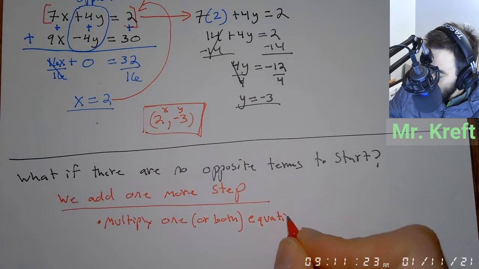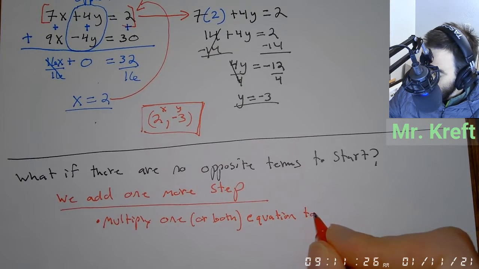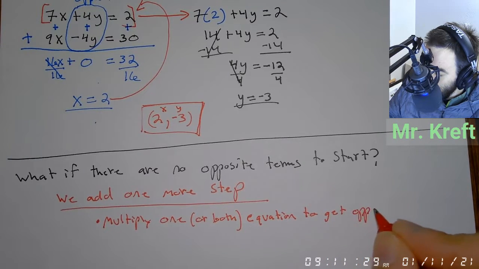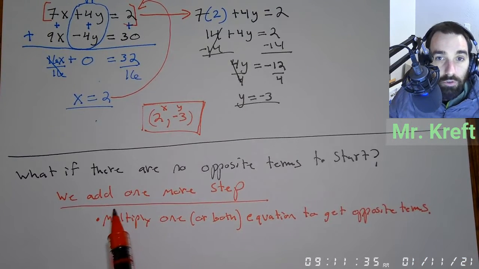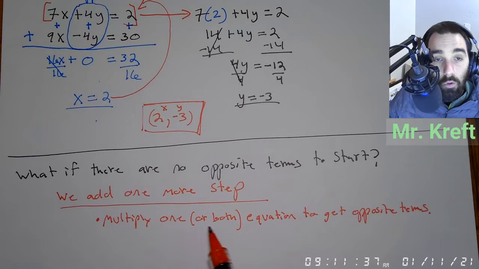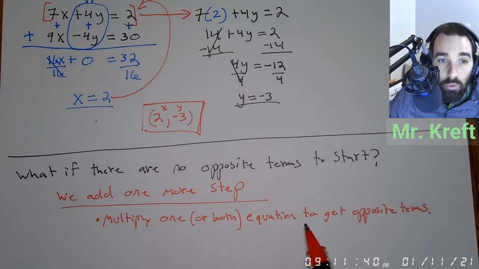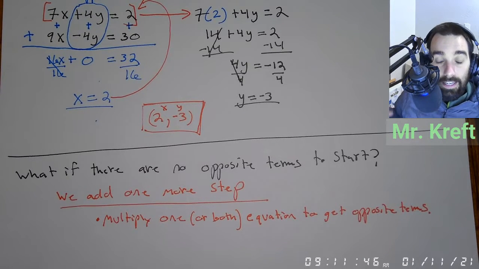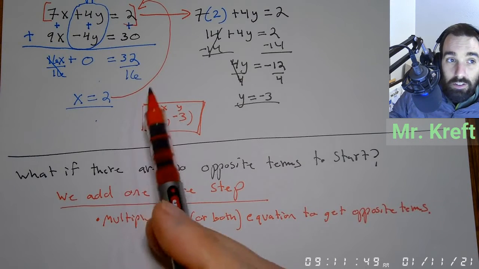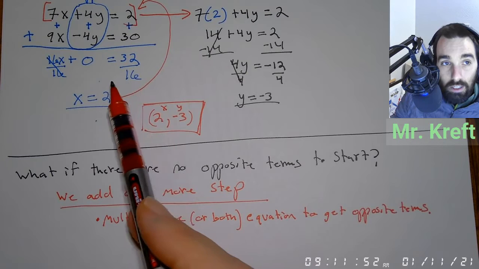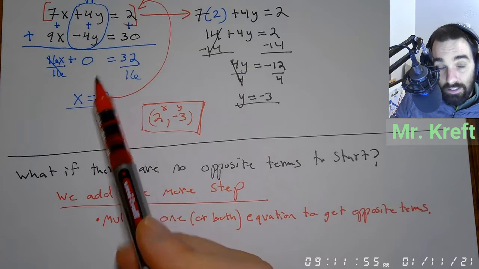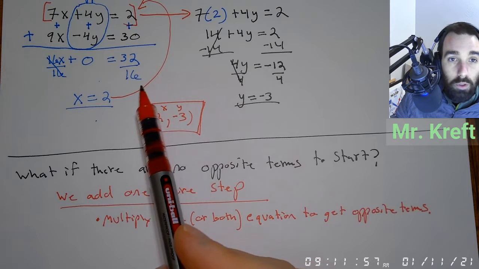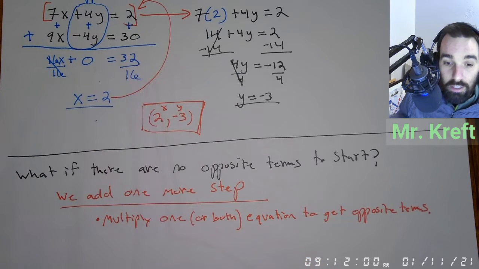Equation to get opposite terms. Okay, so that what we're going to do today is we're going to multiply 1 or both, but we're really going to focus on 1 equation to get opposite terms. So we're going to use multiplication to get what we want. Now, again, it is one more step, but once you get to the opposite, then it's going to be just like this equation right here. And I heard someone say last class that this was pretty straightforward. So we're going to get it to here so it can be straightforward and quick. Okay.